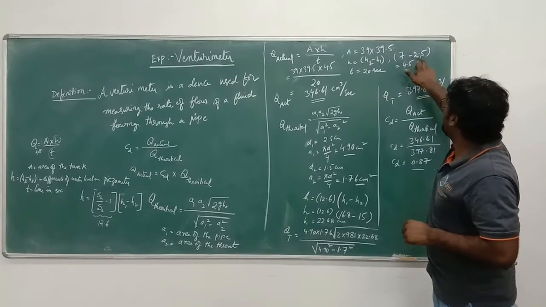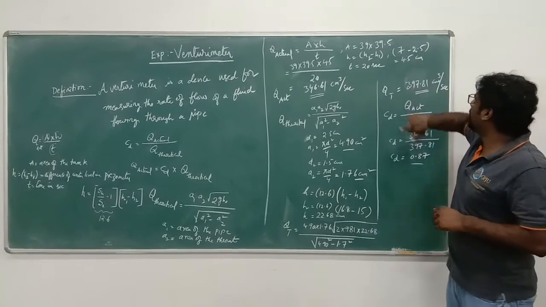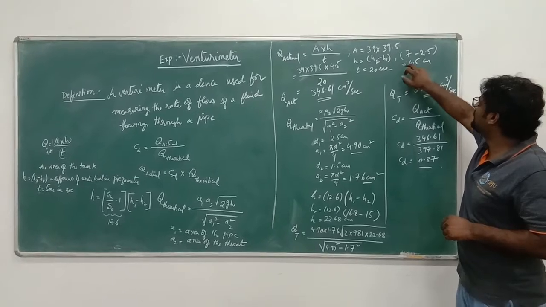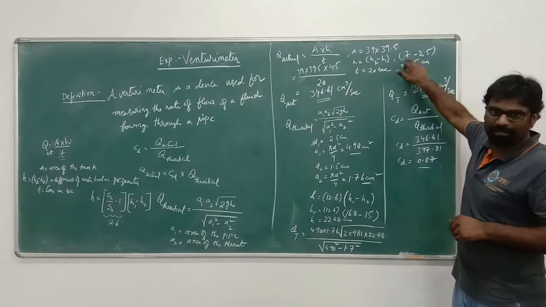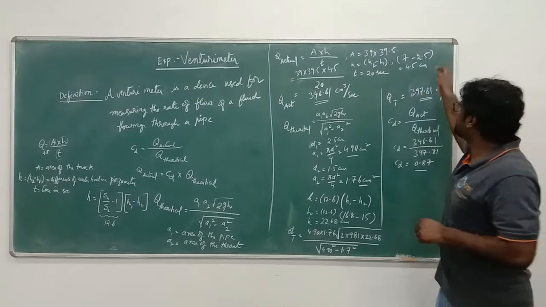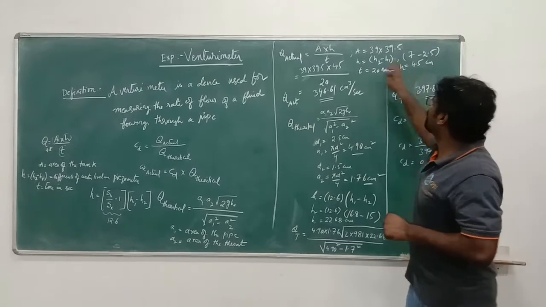So initially the height of the water in this tank is 2.5, and after 20 seconds we have calculated the height, that is H2, and we got 7 centimeters. So the difference of these two is 4.5. That is nothing but the H value, that is 4.5 centimeters. So that we have to substitute here.